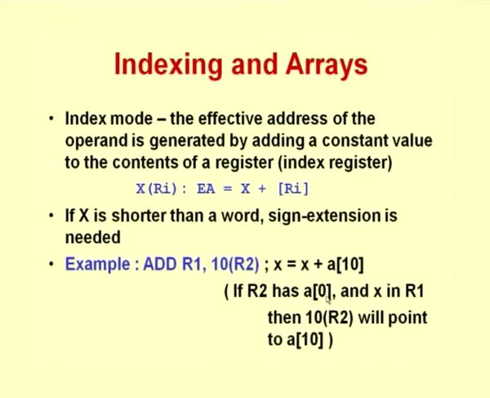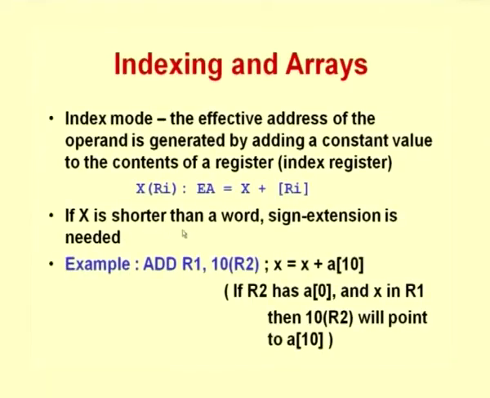So, if A of 0 is in R2, 10 plus A of R2 will give me A of 10, right. So, that is specified using this indexed addressing mode as add R1 comma 10 of R2. Now, what will happen here is that if x is shorter than a word, then normally sign extension is needed to do this addition, right. Because you are adding this value 10 here.